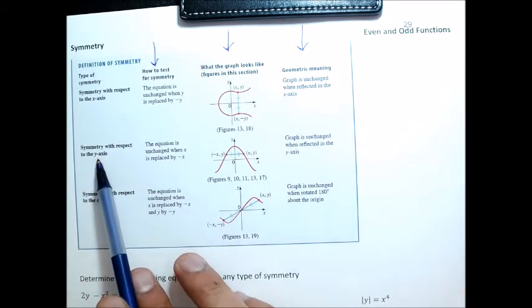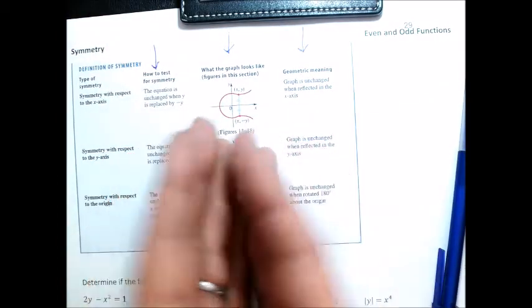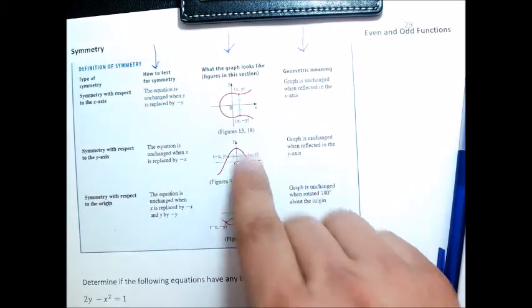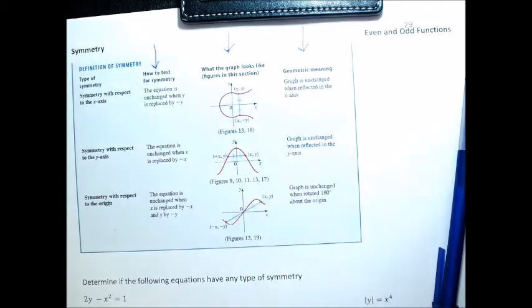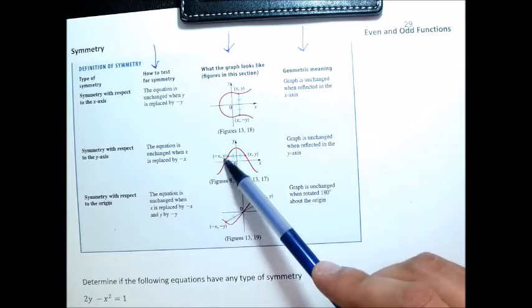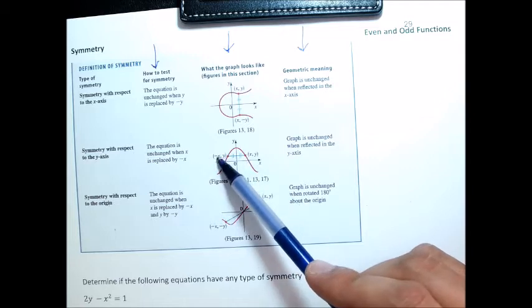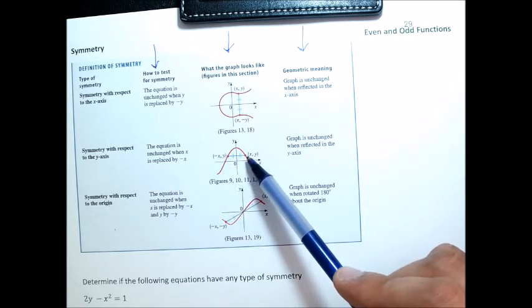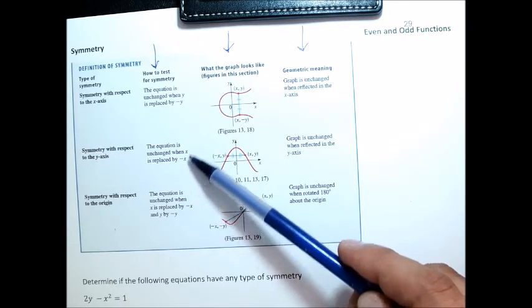Symmetry with respect to the y-axis is similar, except we would want to fold it along the y-axis. So if we folded it like this along the y-axis, the two sides would line up with each other. It's similar but opposite. So the y values in this graph are the same at those two points being shown, but they have opposite x values. And so the way we test for this type of symmetry is we replace x by negative x in the equation, and if the equation stays the same, it's symmetric with respect to the y-axis.